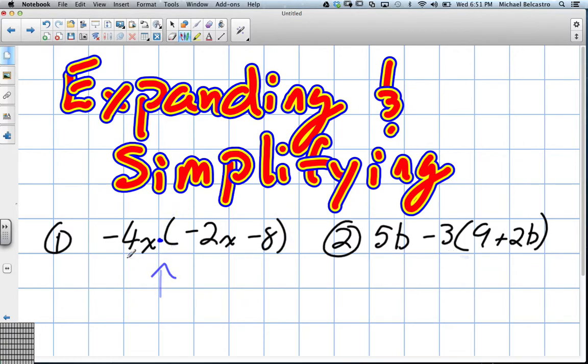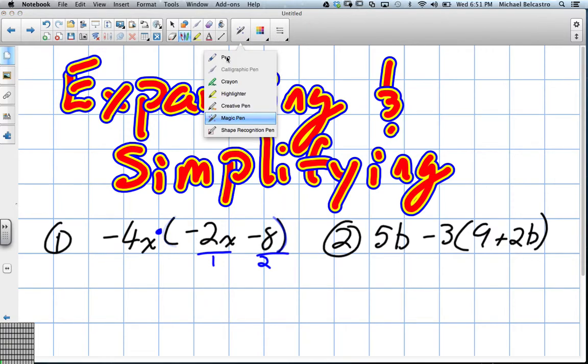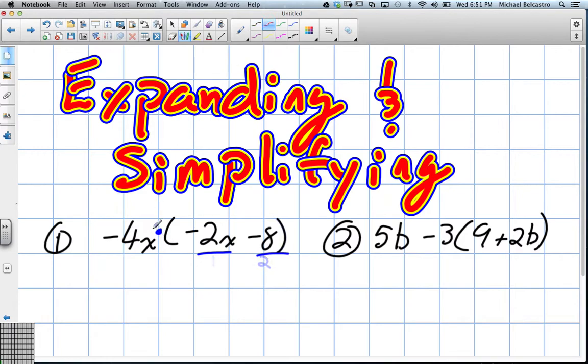Now, since it's negative 4x multiplied by the brackets, and the brackets consist of two different terms, we're actually going to have to multiply by both of these terms. A lot of times they call this the distributive property or rainbow method. What it means is I have to take this negative 4x and multiply it by negative 2x, and I have to multiply it by negative 8. So let's do the first one.